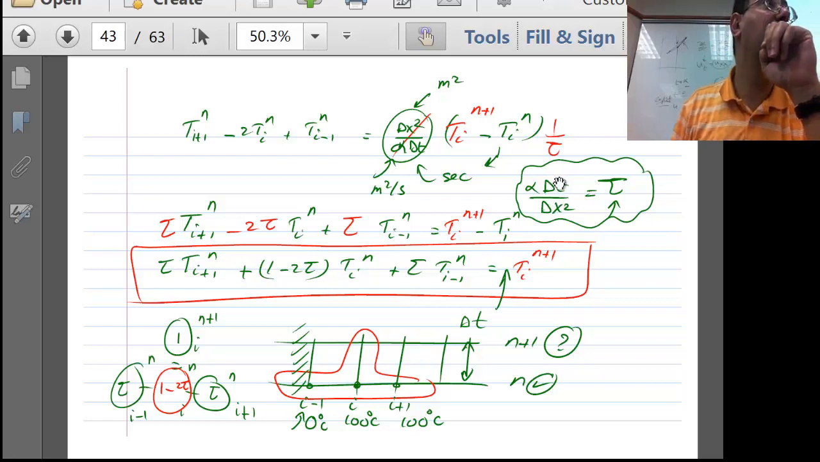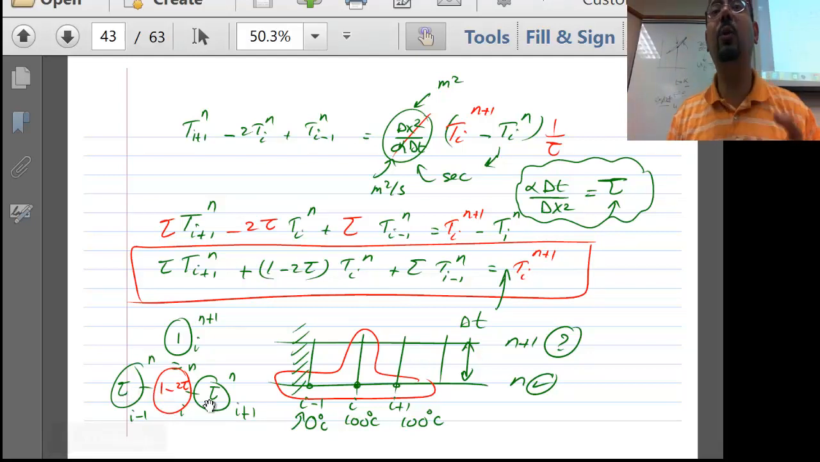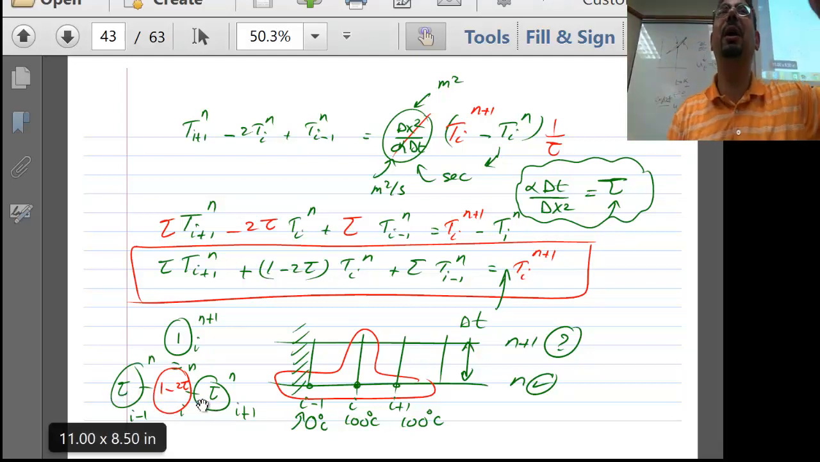It gets bigger, right? So rather than delta t 0.01, if you make delta t 0.02, that makes the tau rather than 0.25 become 0.5, for example. So as you make delta t bigger and tau bigger, the contribution of the neighbors increases and your own contribution decreases.